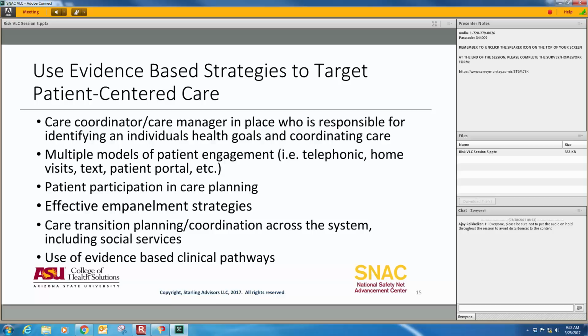Hi, this is Sue calling from St. George, Utah, Family Healthcare. I just have a question on the effective empanelment strategies. We have a method that we use to empanel patients, but not a real great way to manage that, or delete inactive patients, or track those who are deceased, or see if they would do better in a different panel. What kinds of resources are available to help us with that?